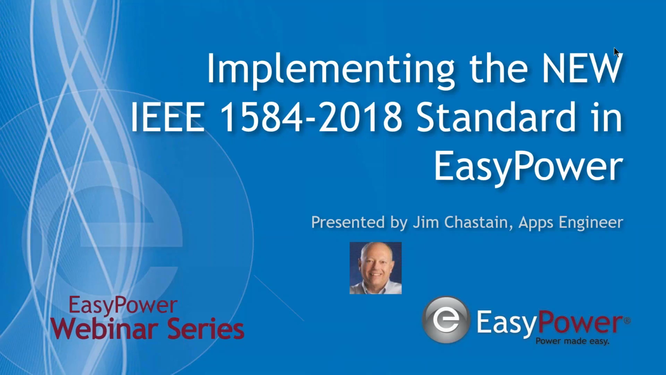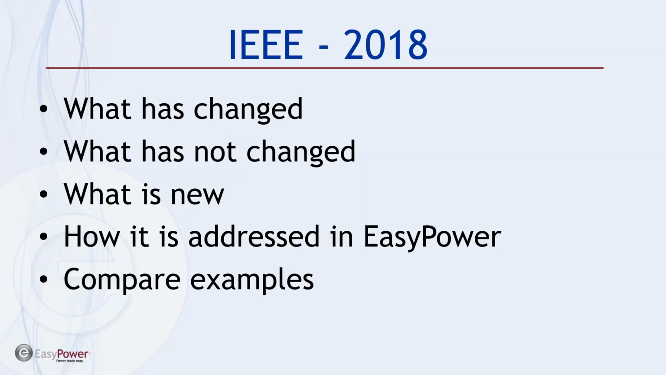So in general, I wouldn't say this is a comprehensive review of the standard. Primarily, I want to cover what has changed, what has not changed, what is new in the standard itself, and then how it's addressed in EasyPower. And at the tail end, as much as possible, probably the biggest question is how is it going to affect existing studies, and it's a little difficult to do that without having specifics. So we'll do what we can and hopefully share some guidance on your evaluation.